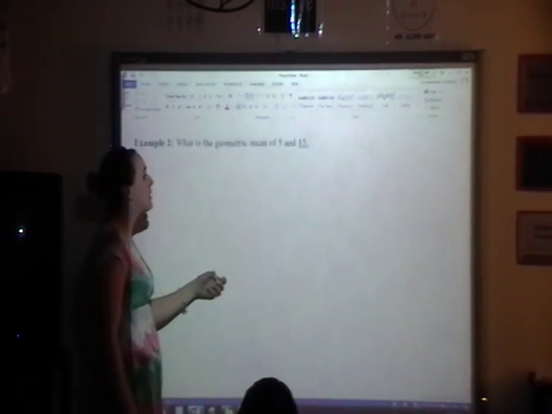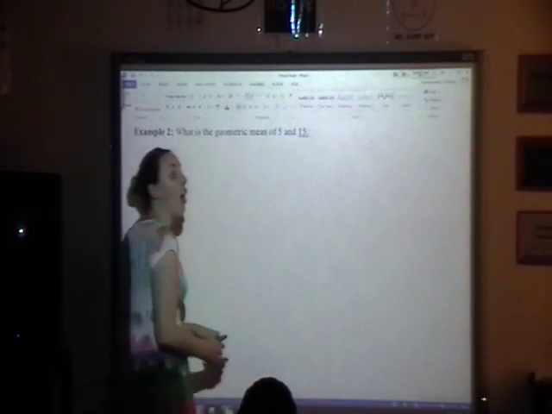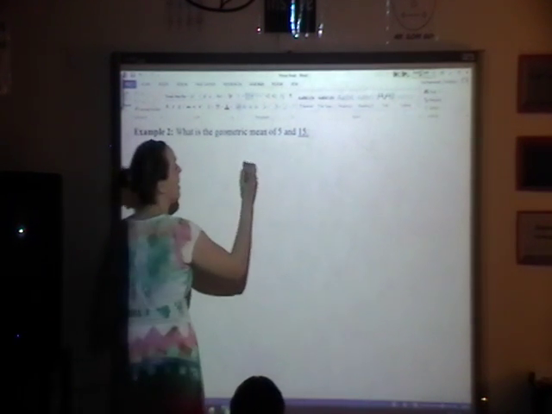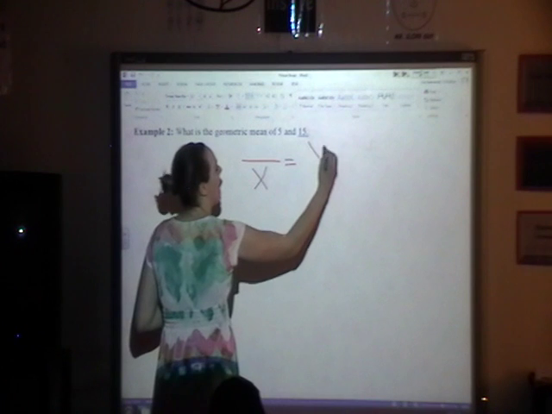We want to find the geometric mean of 5 and 15. Our formula for geometric mean is something over x equals x over something.